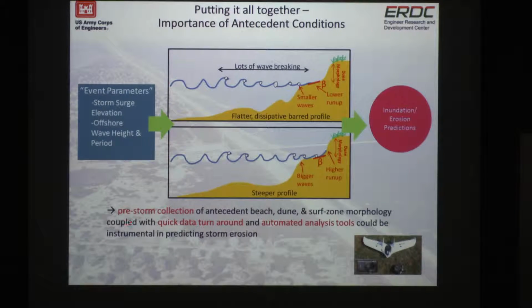And so this idea that if we can come up with a really quick way to measure your antecedent beach, dune, and surf zone morphology and have a quick data turnaround, could you feed that into these models to get accurate predictions? This led me to looking at the idea of using little unmanned aerial vehicles, UAVs, to see if we could come up with a way to collect that type of data from a UAV.